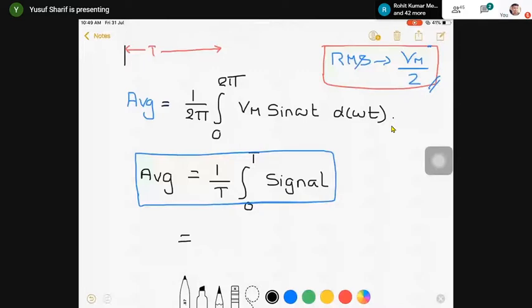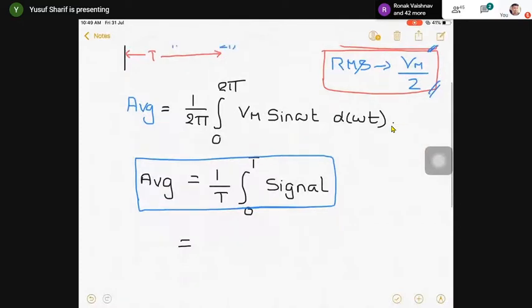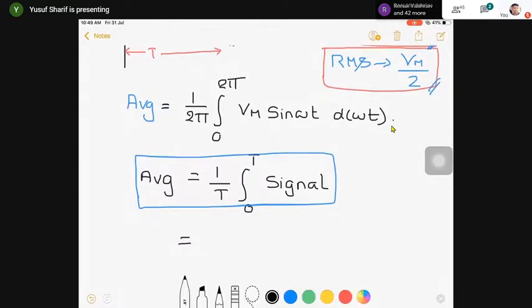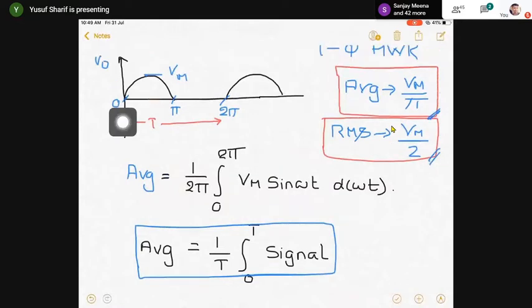Okay, fine. Here students will make one more mistake, let me tell you which mistake it is. The mistake is that the time period is 1 by 2 pi. When I do the integration here, I'll be dividing it into two parts. One is 0 to pi and the next one is pi to 2 pi. From 0 to pi, what is the signal? It is Vm sin omega t. Yes. And from pi to 2 pi, it will be 0. Is that clear?